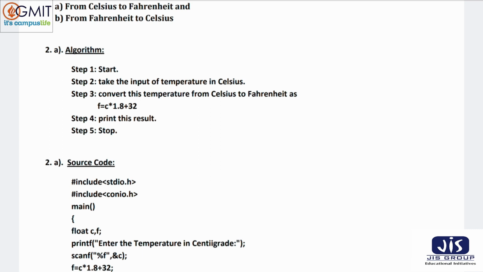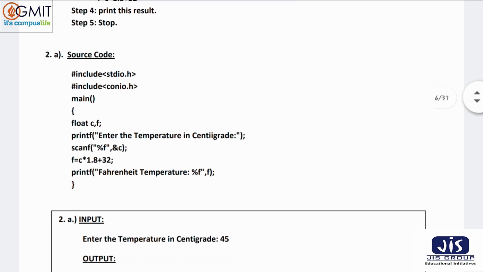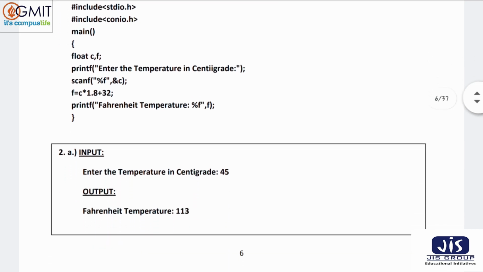You can skip the algorithm portion and then you just put the source code like this: hash include stdio.h, conio.h, main. You can see this. This is my program written in a very good form and well mannered. And after that, here is a box for output. Input is enter the temperature in centigrade 45, output Fahrenheit temperature 113. Just like that.